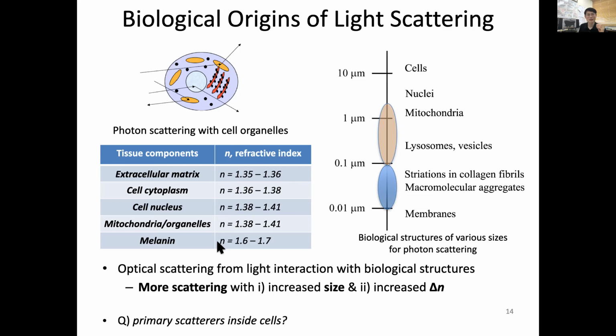So we want to see what actually gives more scattering. In fact, if the size of the entity is bigger, there's more scattering first. And also delta N, the change in refractive index, such as for the nucleus and mitochondria, is higher than the rest. So more scattering happens there. So the primary scatterers inside the cells, you can say, are the nucleus and mitochondria and other organelles. This provides more scattering, which you detect as an image.